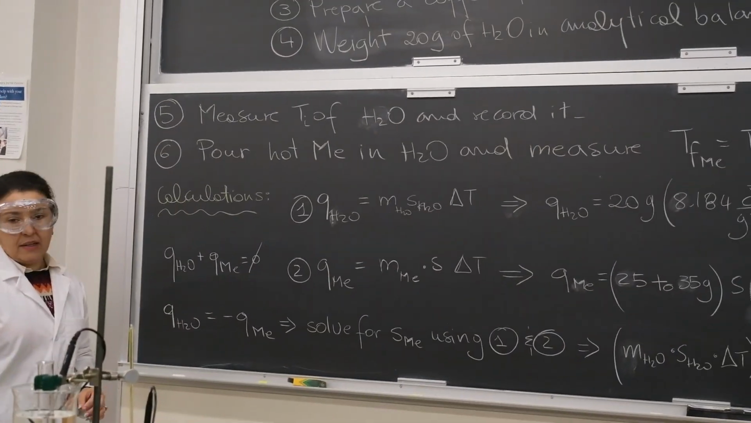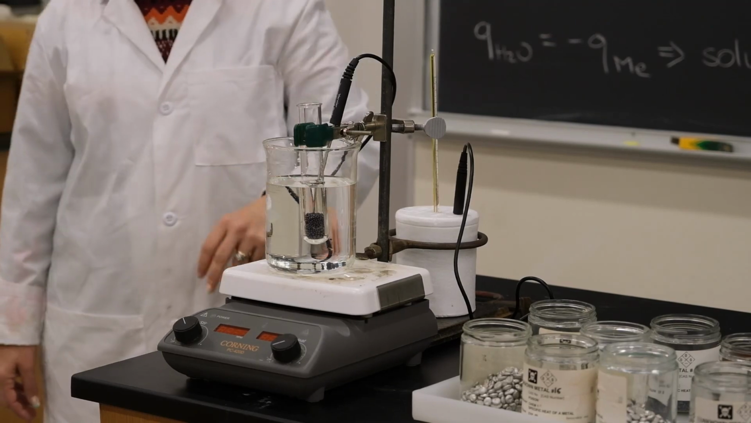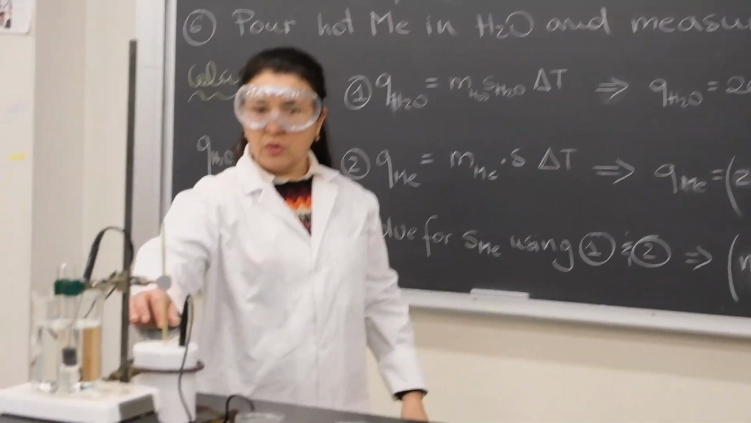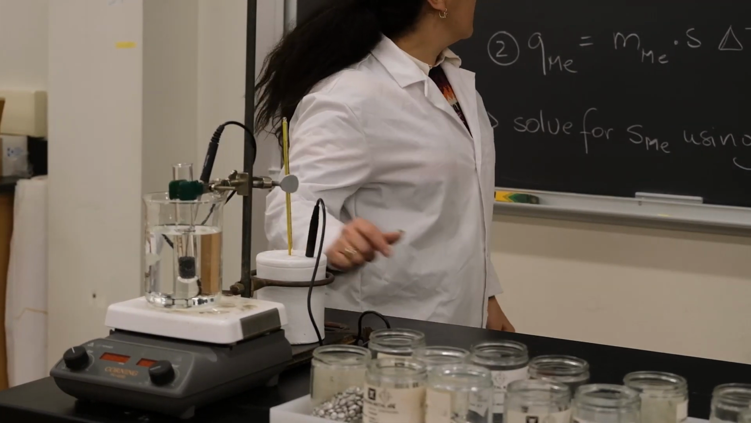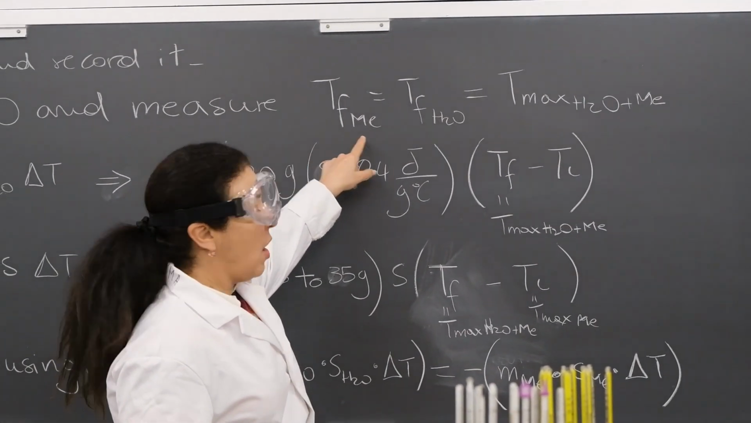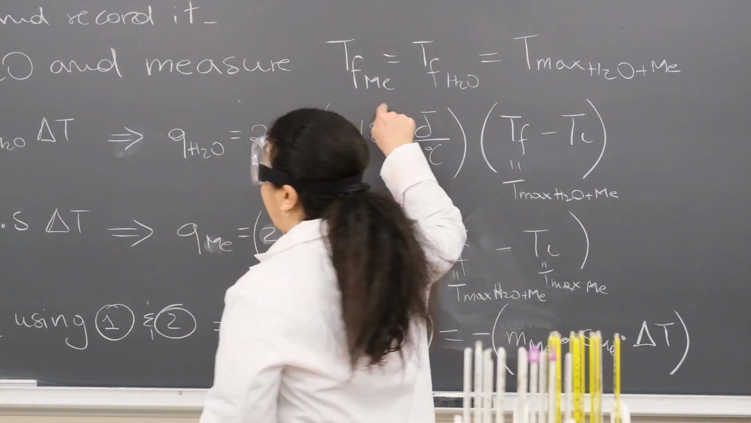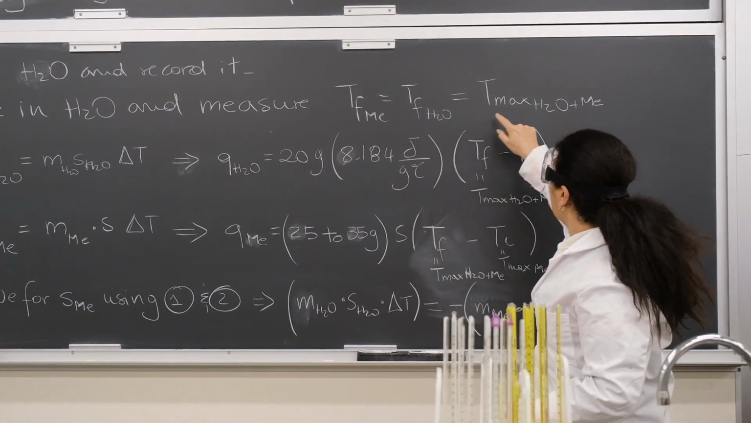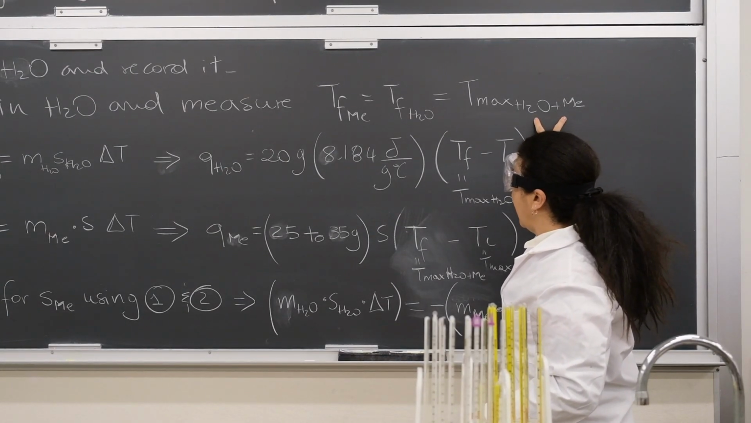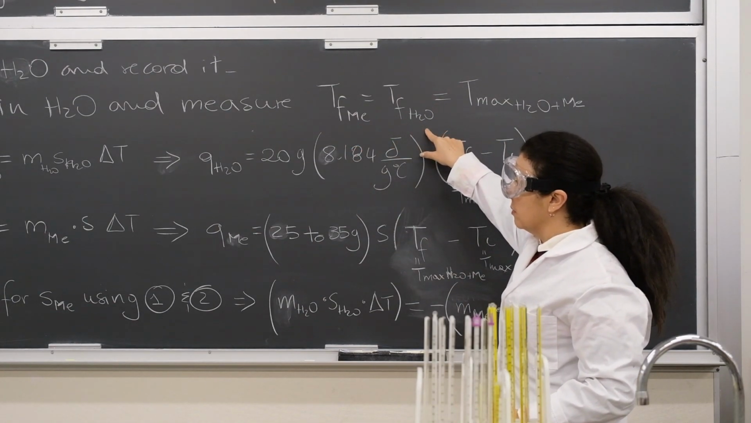Once the water is boiling and the temperature for the metal has reached its maximum value, you pour the hot metal into the coffee cup calorimeter, and you measure the T final of the metal, the calorimeter and the water together, right? So they're going to be the same, the final temperature of the two species, which is the T max that you can read for the two together, okay? And it is equal to T final of the metal and T final of the water.